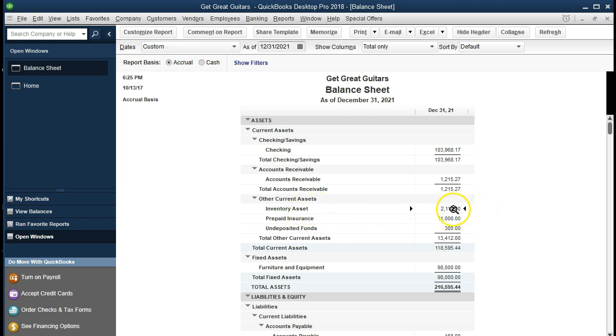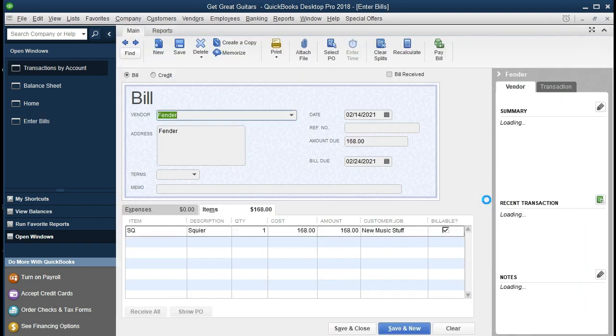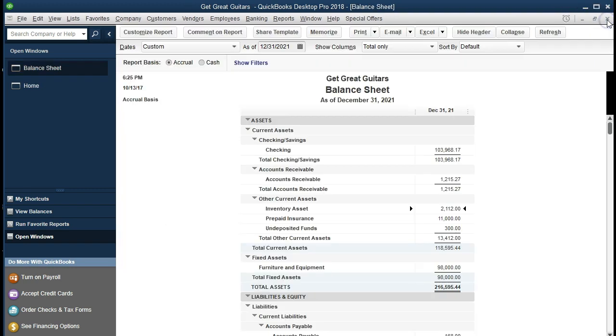If we double click on that item and scroll down, we see the New Music Stuff. So this looks like the one. We double click on that, and there is our bill for New Music Stuff. Closing this back out. Closing this back out.